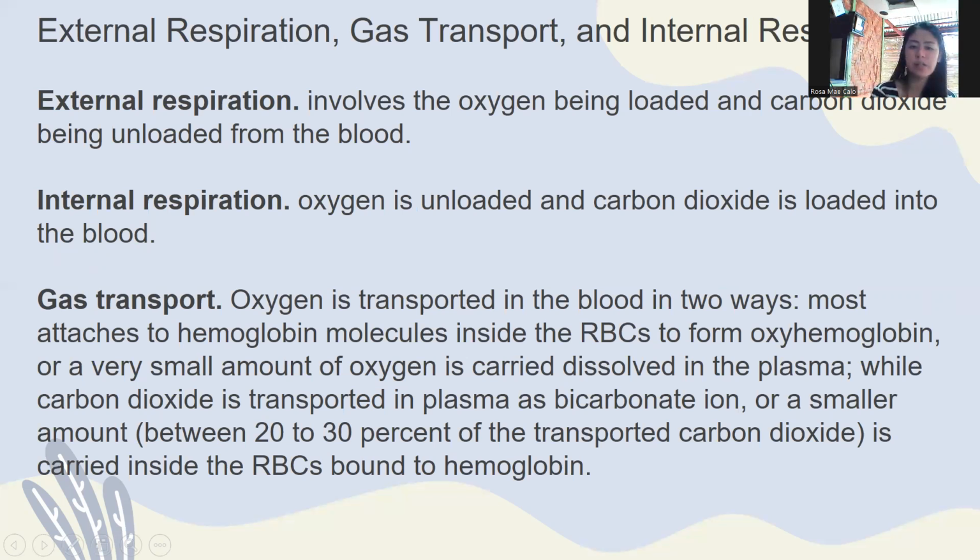For external respiration, gas transport, and internal respiration: external respiration involves oxygen being loaded and carbon dioxide being unloaded from the blood. Internal respiration is where oxygen is unloaded and carbon dioxide is loaded into the blood. Oxygen is transported in the blood in two ways. Most attaches to hemoglobin molecules inside the RBCs to form oxyhemoglobin, while a very small amount is dissolved in plasma. Carbon dioxide is transported in plasma as bicarbonate ion, while a smaller amount is carried inside the RBCs bound to hemoglobin.